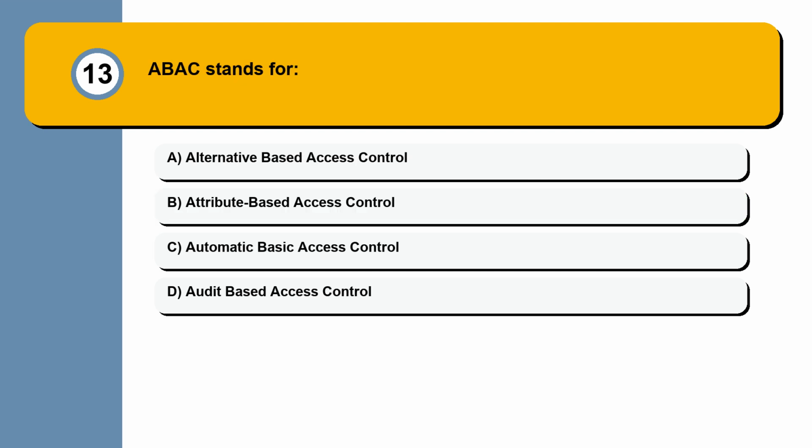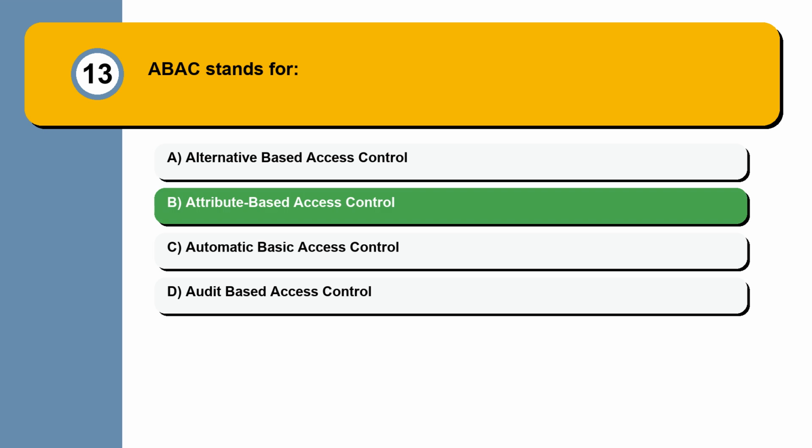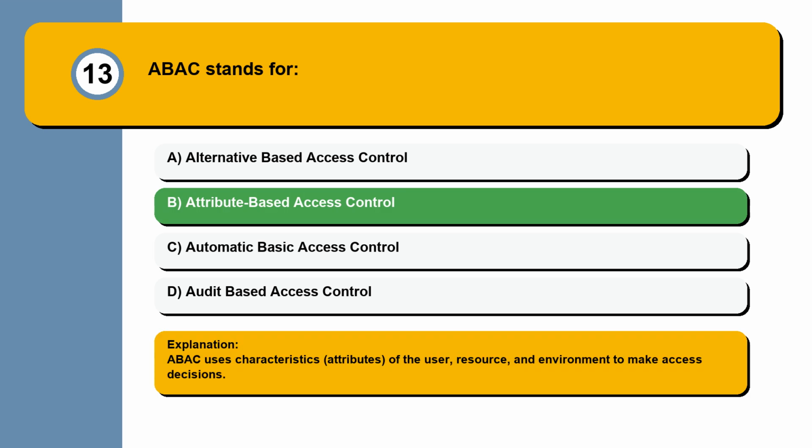Question 13. ABAC stands for Alternative-Based Access Control, Attribute-Based Access Control, Automatic Basic Access Control, Audit-Based Access Control. ABAC uses characteristics, attributes, of the user, resource, and environment to make access decisions.